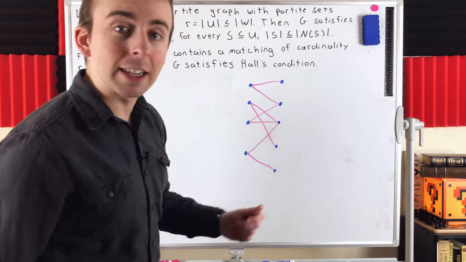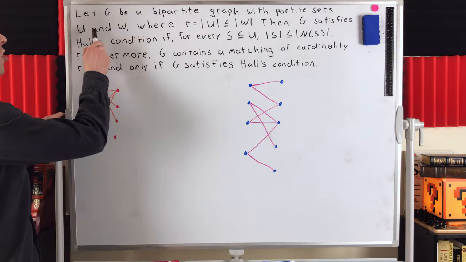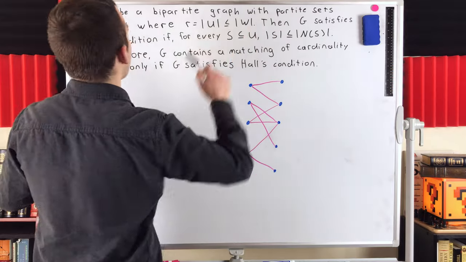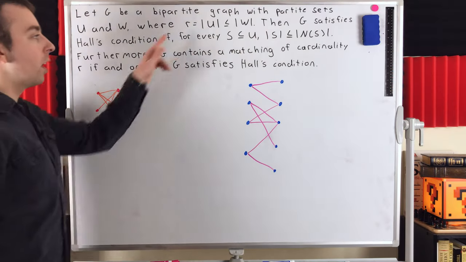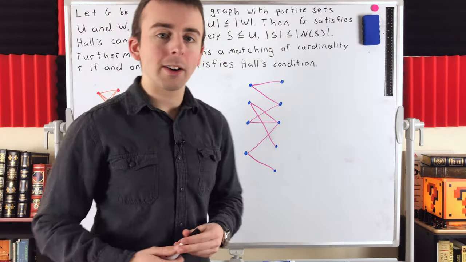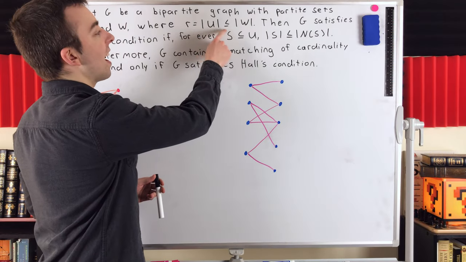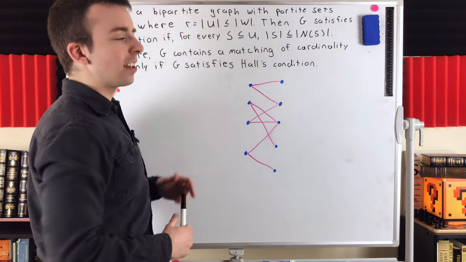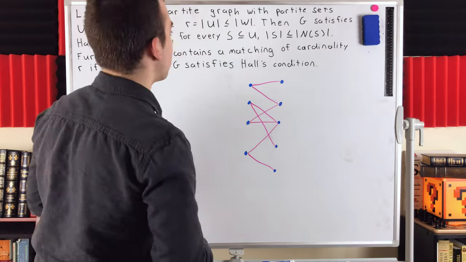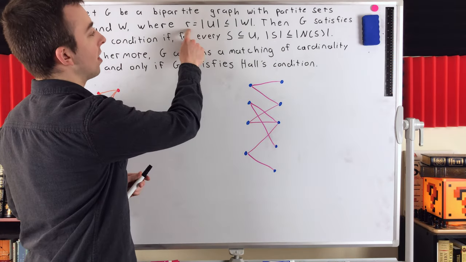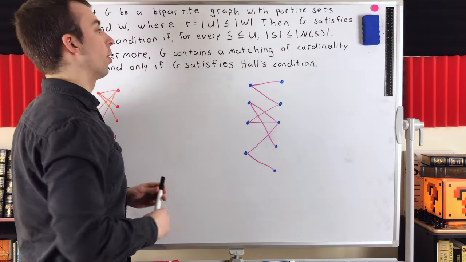We'll start off by reading Hall's condition. Let G be a bipartite graph with partite sets U and W, where U is the smaller partite set. So U has as many or fewer vertices than W, and if we want to put a number to that cardinality, we could say that U has R vertices.